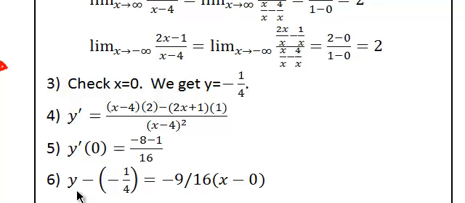So the equation is y - y1 = m(x - x1), or y + 1/4 = -9/16 x. So y = -9/16 x - 1/4. And again, if you interpreted this as a minus, then it would be 7/16 instead of 9/16, but still negative. So that's the answer to number 1. That's what we were hoping for.